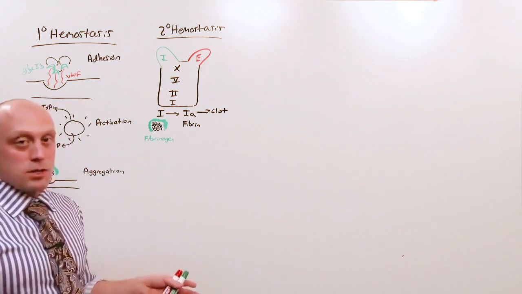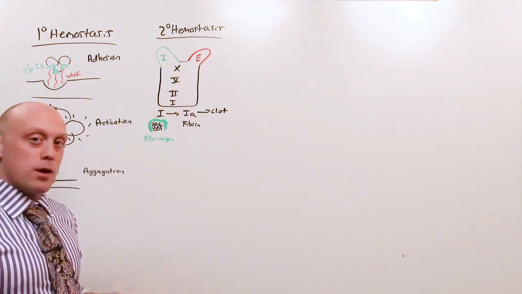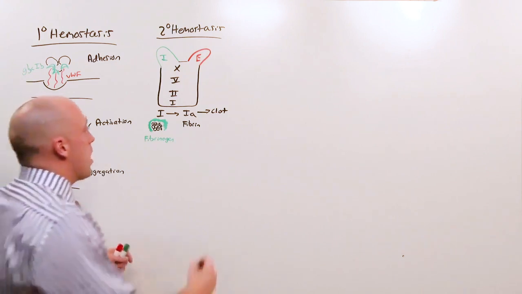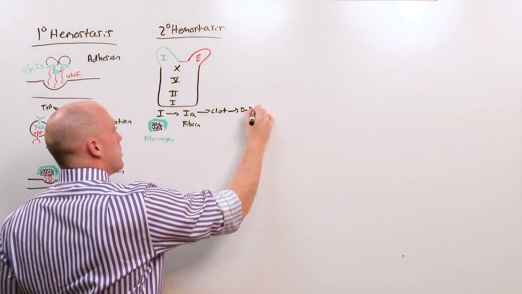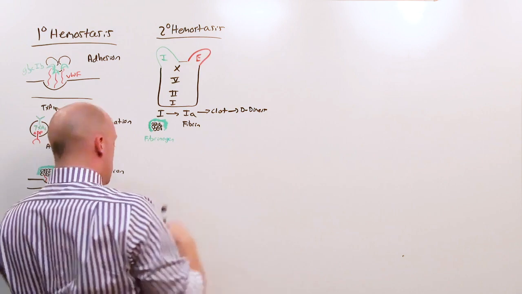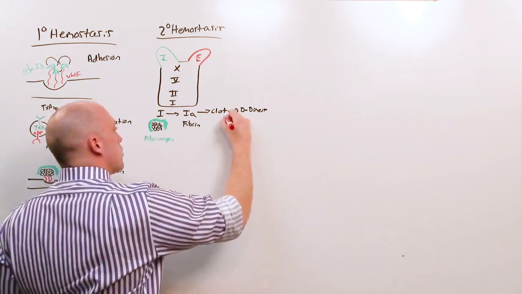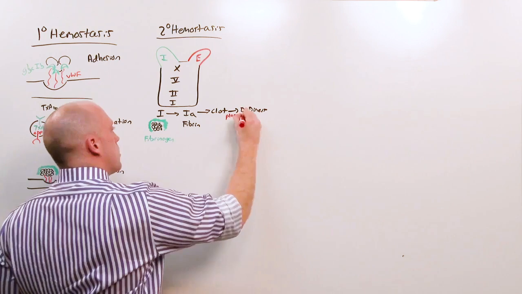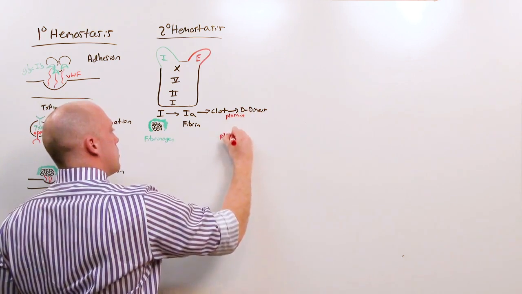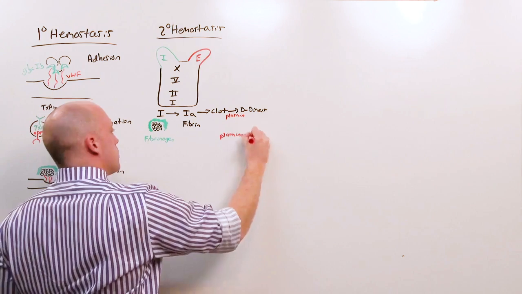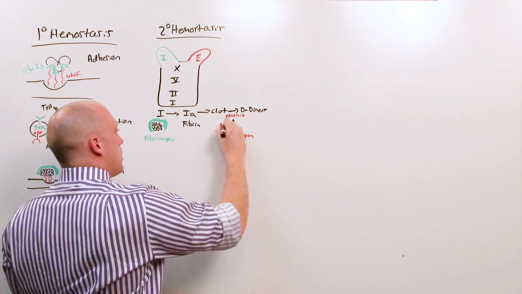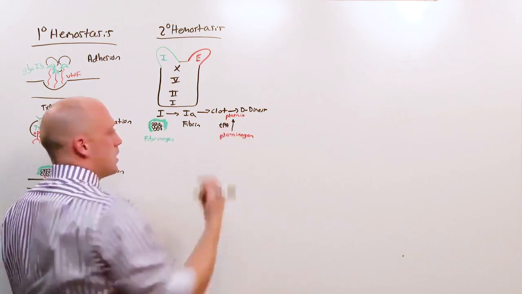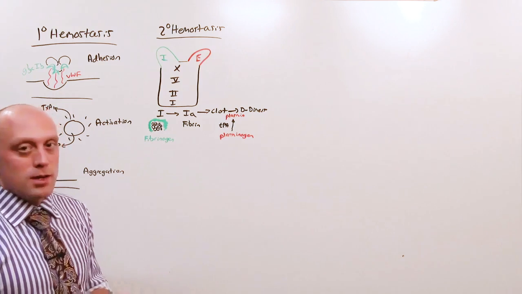But if the body just allowed it to clot and there was no counterbalance, we'd clot everywhere. So we have a mechanism by which this clot is broken down into D-dimers. This process is controlled by plasmin from plasminogen, and plasminogen is turned to plasmin by TPA. Not surprisingly, that's why we give TPA the clot buster.